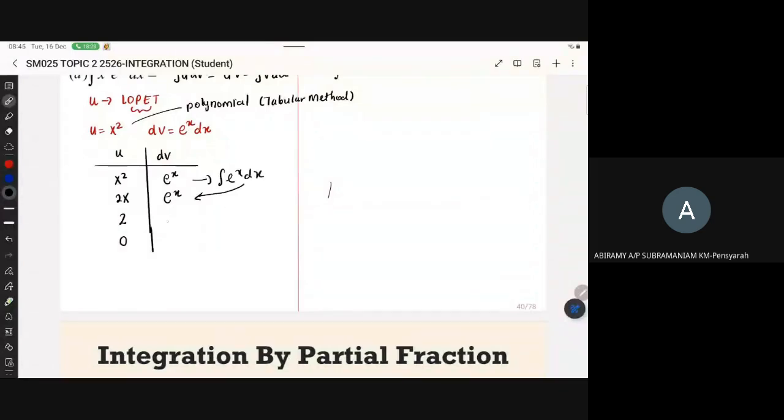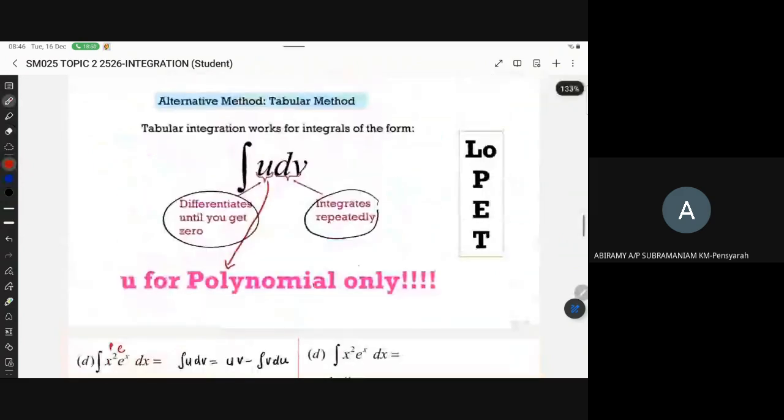And again, we are going to integrate again, and again we will get e^x until the last step, where u reaches 0. So we integrate dv until the last step. For this question, we are getting the same answer: integrating an exponential, we get another exponential function. That's what is written for the tabular method.